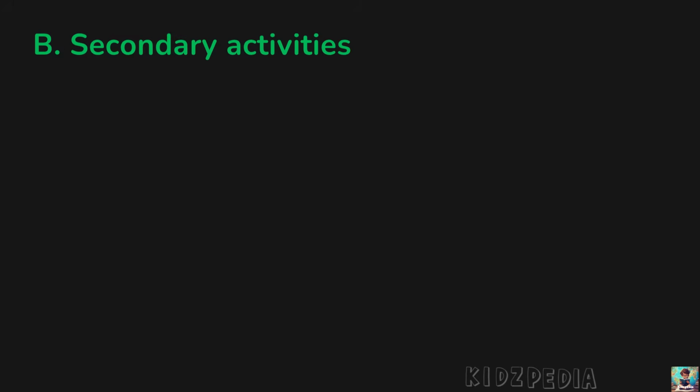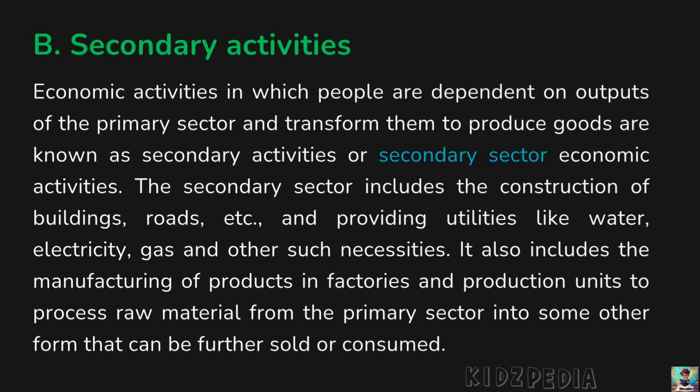Next we have B, secondary activities. Economic activities in which people are dependent on outputs of the primary sector and transform them to produce goods are known as secondary activities or secondary sector economic activities. The secondary sector includes the construction of buildings, roads, etc. and providing utilities like water, electricity, gas, and other such necessities. It also includes the manufacturing of products in factories and production units to process raw material from the primary sector into some other form that can be further sold or consumed.